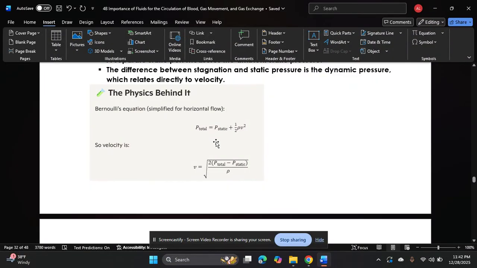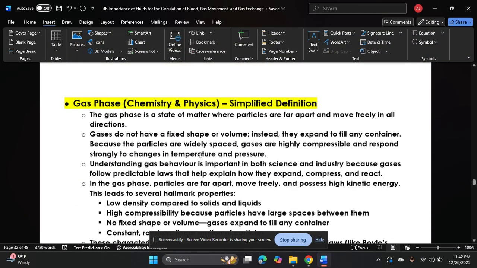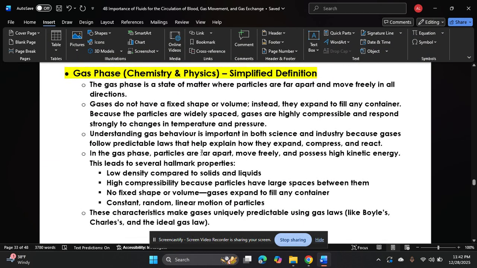P total is equal to P static plus half rho V squared. So velocity V equals the square root of 2 (P total minus P static) divided by the density rho.